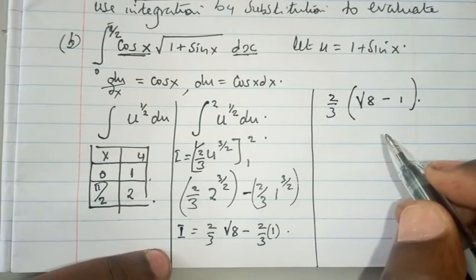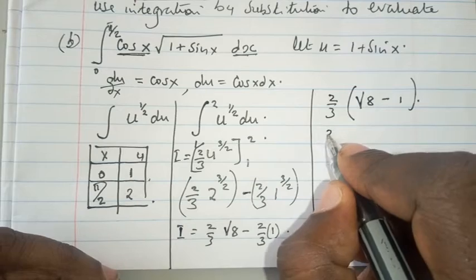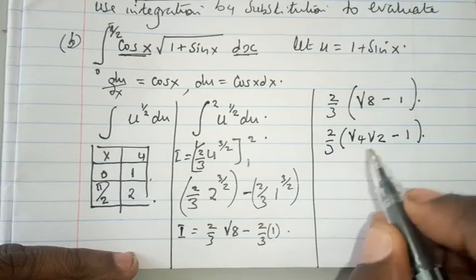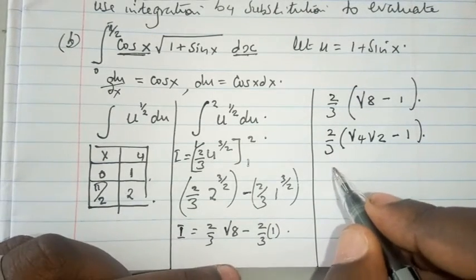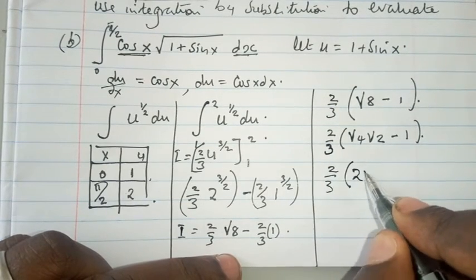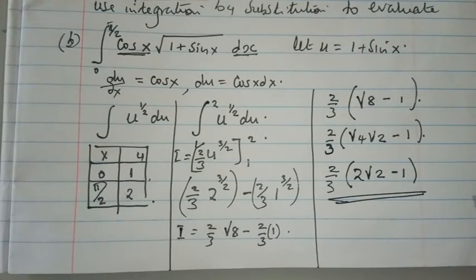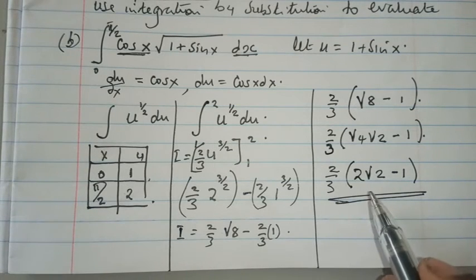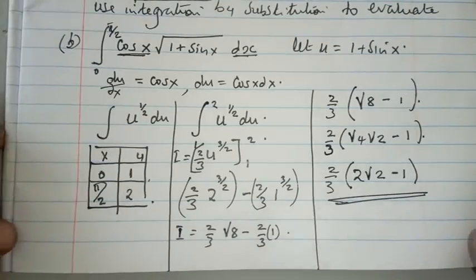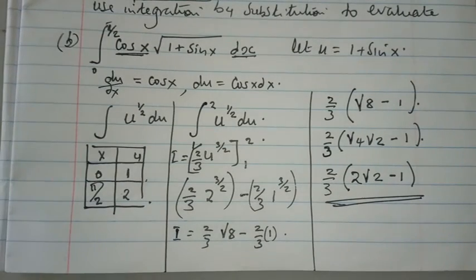And what is root 8? Root 8 is simply root 4 times root 2, which gives 2 over 3, open bracket, root 4 root 2 minus 1. But root 4 is perfectly 2. So we have 2 over 3, open bracket, 2 root 2 minus 1, which is the final answer. We cannot simplify this further. This is the integral using integration by substitution, and that is the end of example 8 part B.